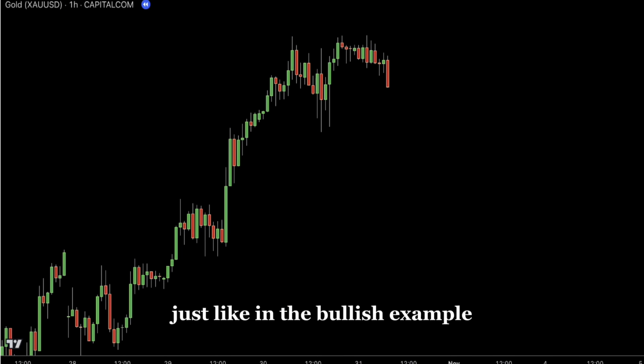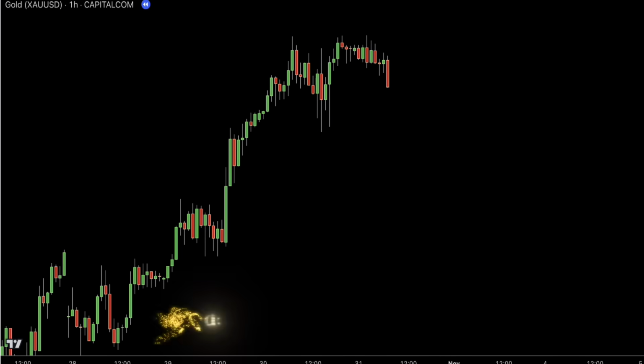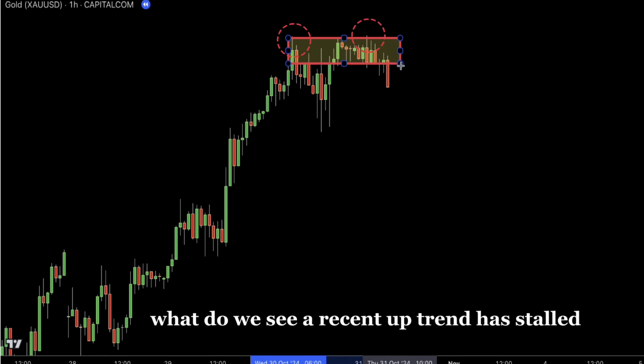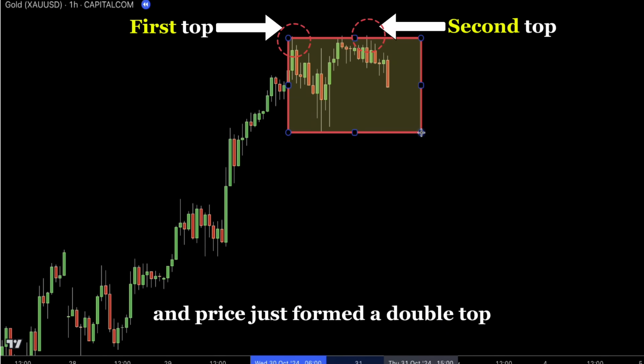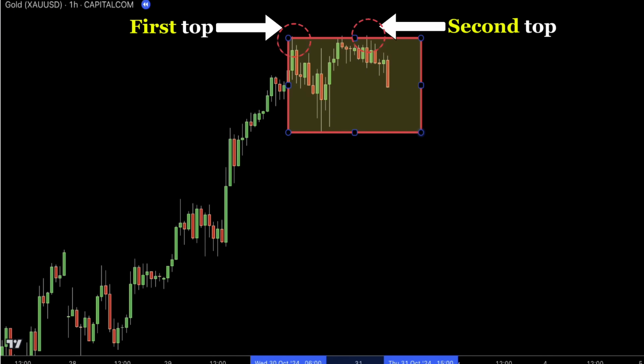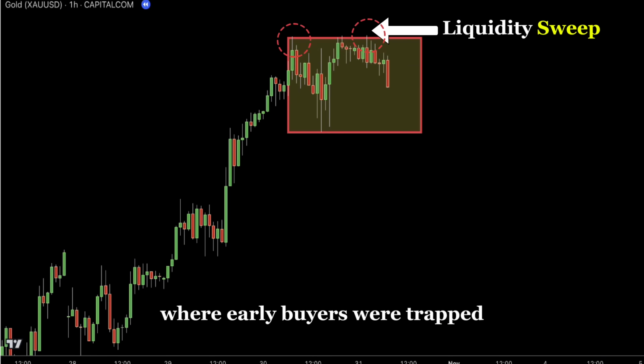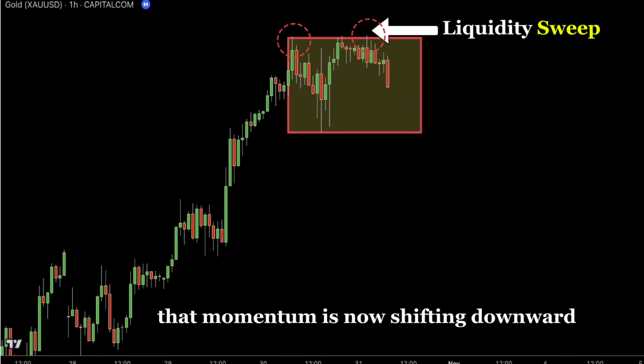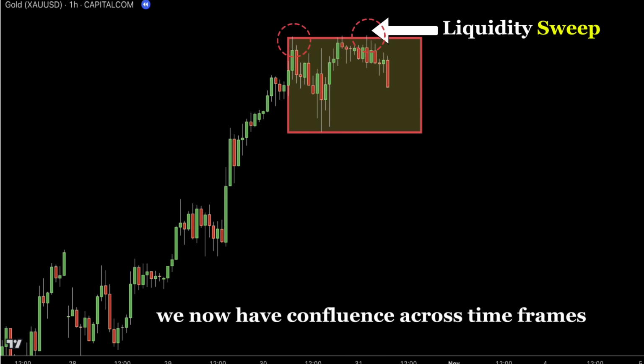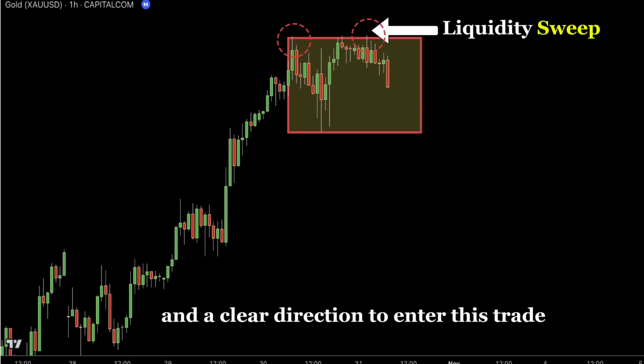Just like in the bullish example, we step back to the hourly chart. What do we see? A recent uptrend has stalled, and price just formed a double top, a classic reversal pattern. Even better, we spot a liquidity sweep above resistance, where early buyers were trapped. That's a major signal that momentum is now shifting downward. We now have confluence across timeframes and a clear direction.